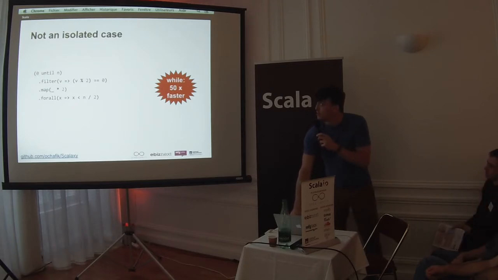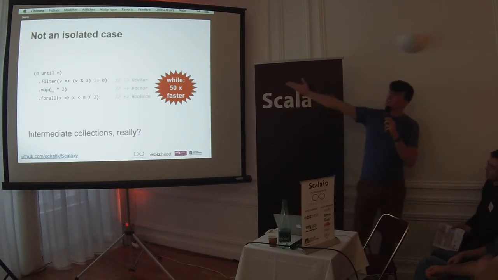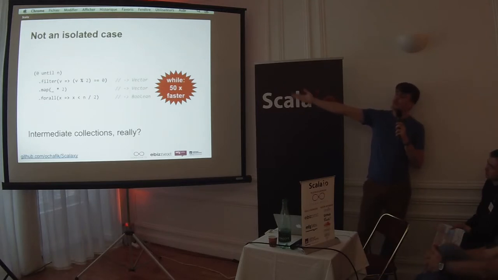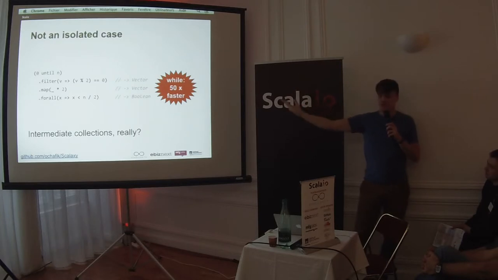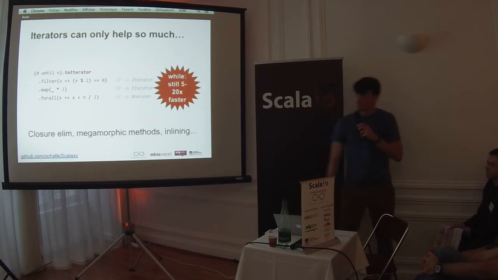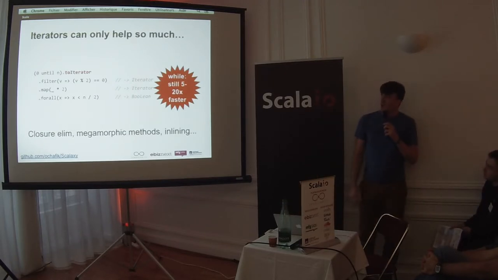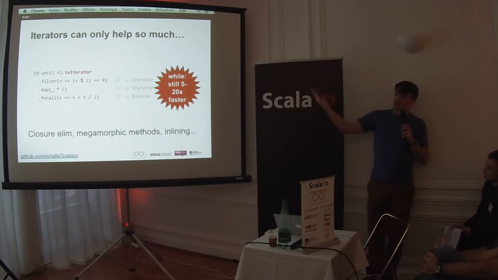So you might think, yeah, but here it's obvious. We have intermediate collections. When you filter your range, you end up with a vector, and when you map it, you create another vector. So we could just use an iterator, which is just a way to make the collection lazy, so it's consumed as you pull it from the end. There are no intermediate collections created. But it turns out that even an iterator is not as fast as the equivalent while loop. It's like 5 to 20 times slower.